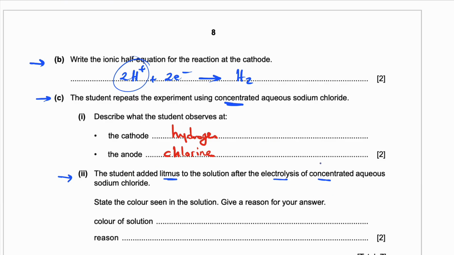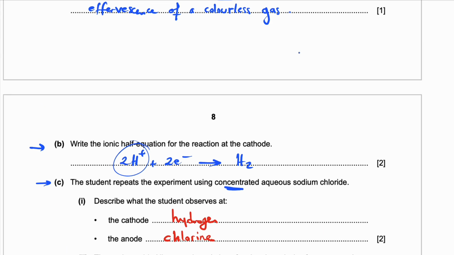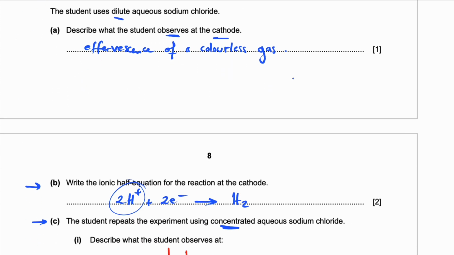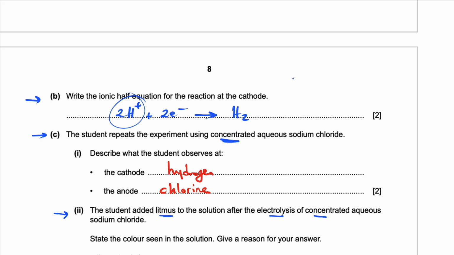So remember, we're now working with the concentrated. Once again, in concentrated, we're going to get chloride discharged, and we're going to get hydrogen discharged, and what remains is sodium cation and hydroxide. So we have sodium and hydroxide. That's why the remaining electrolyte or solution is sodium hydroxide.